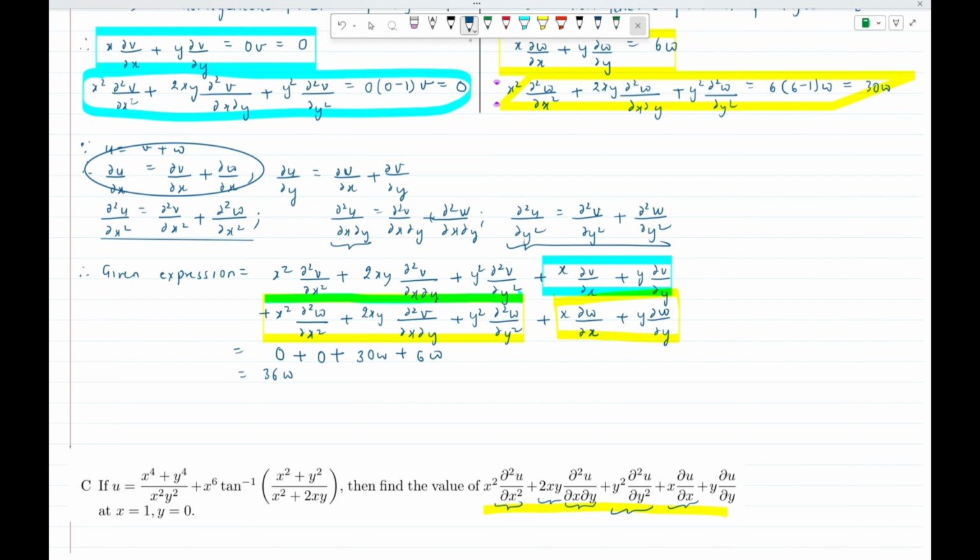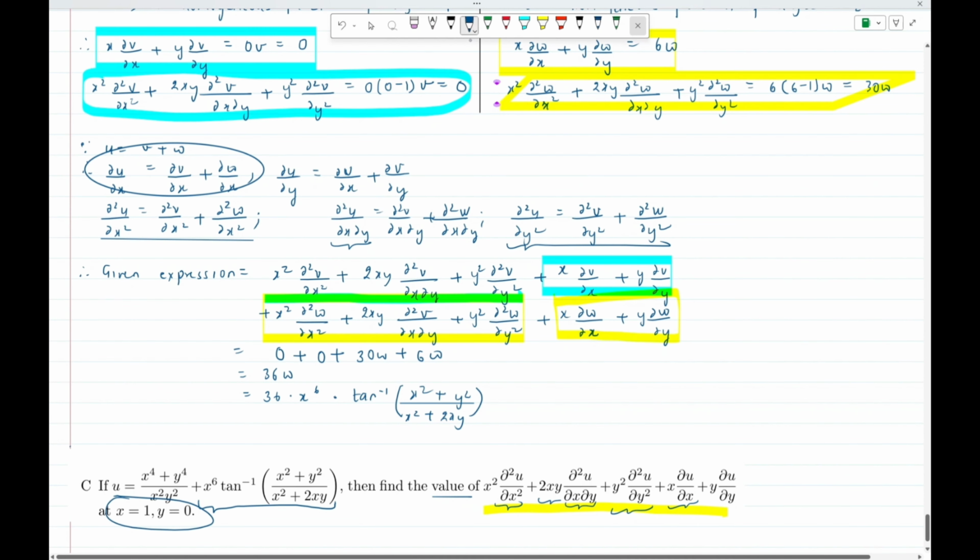Now we have got this to be 36W, and this is the part that we had labeled as W. So this is going to become 36 into x raised to 6 into tan inverse of (x square plus y square) divided by (x square plus 2xy). Now you also see that we want to find out the value of this expression when x is equal to 1 and y is equal to 0.